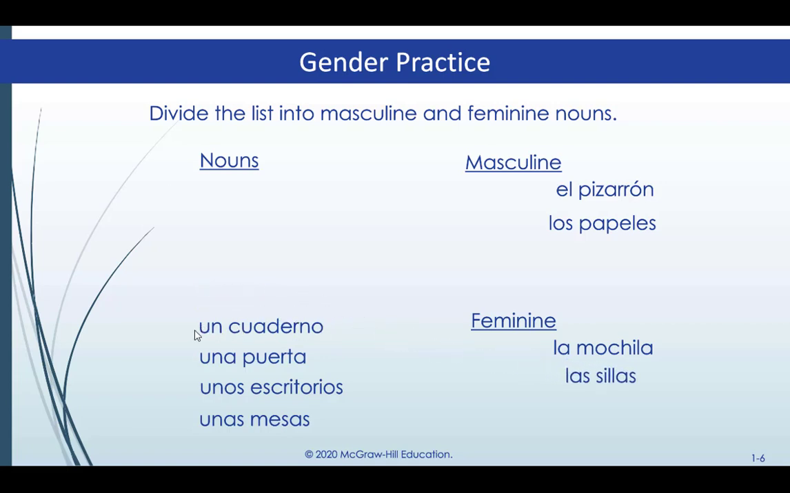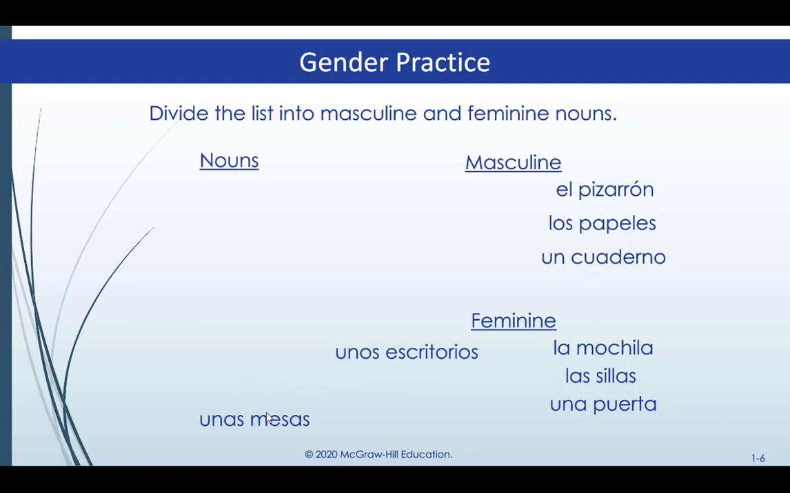Un cuaderno, a notebook, ends in O, so it's going to be masculine, and you can see the masculine article. Puerta is the door. It ends in A, and it's a feminine noun. Escritorios, some desks, ends in O, so it's masculine, and you can see it with a masculine article. And unas mesas, some tables. You can see that mesa is feminine, so it's a feminine noun.